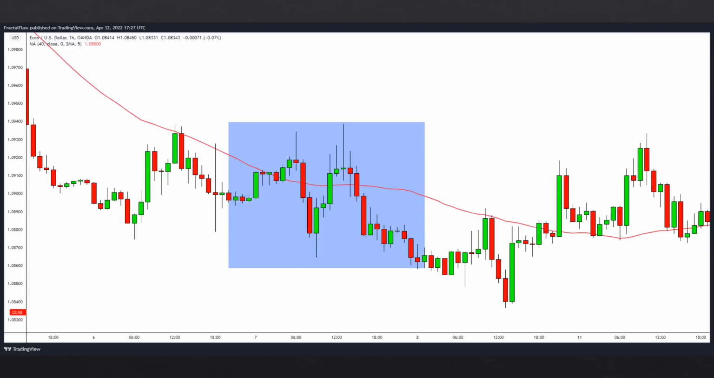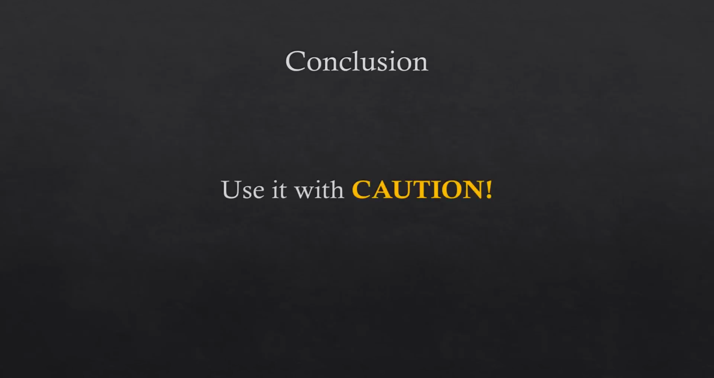This is perhaps one of the best things you can do with a moving average, but if you want to build a strategy, you'll need more than this. So if you want to use this technique, use it with caution or combine it with other techniques as long as they don't have the lagging element.